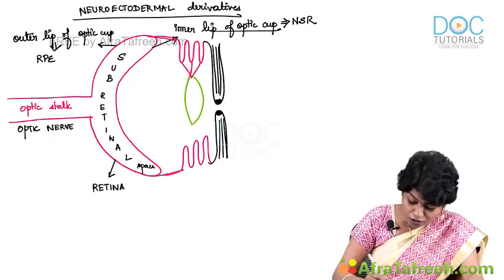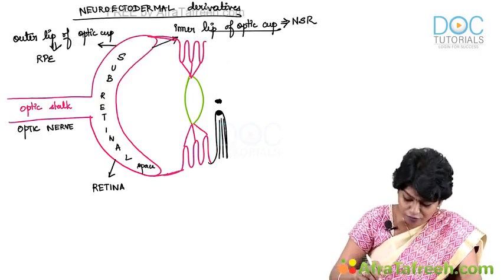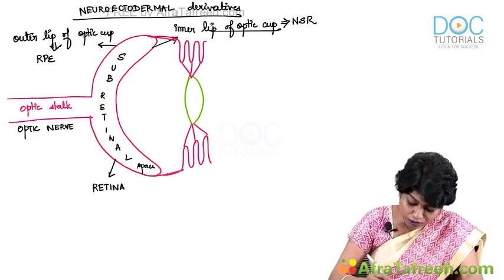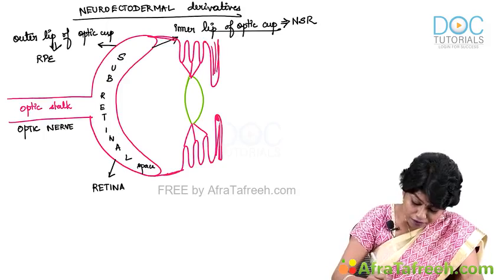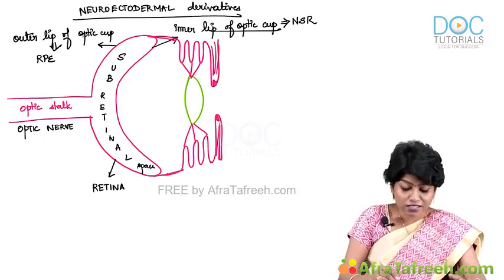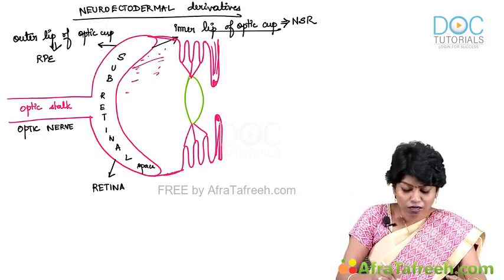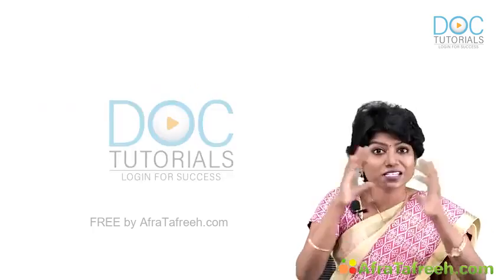Now, the zonules come from neuroectoderm. Let us put the same color for this also. So, we know what all come from neuroectoderm: the iris with its muscles, and now there is a big space between the retina and the lens, the vitreous, that also is coming from the neuroectoderm. Okay, so this is like a story.